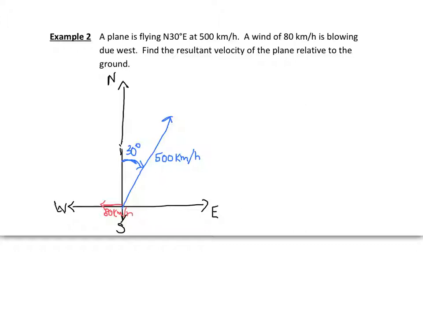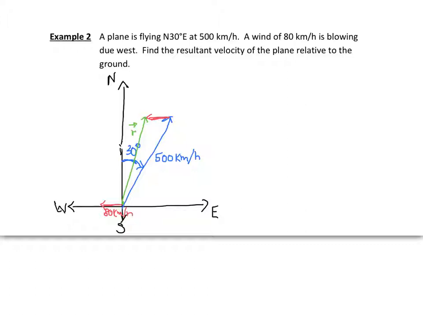So we're going to use our parallelogram law here. And we're going to slide the wind vector up to the top so that our two vectors are placed head to tail. And then our resultant vector will be this vector here that goes from the origin to the end of that vector that I just translated. So this will be our resultant vector that we'll label with an R.